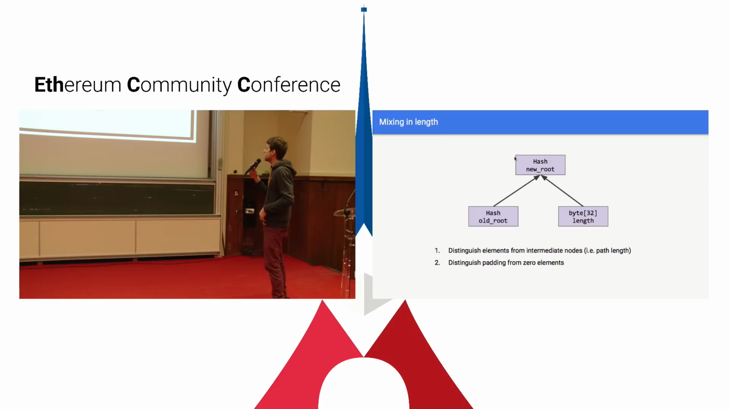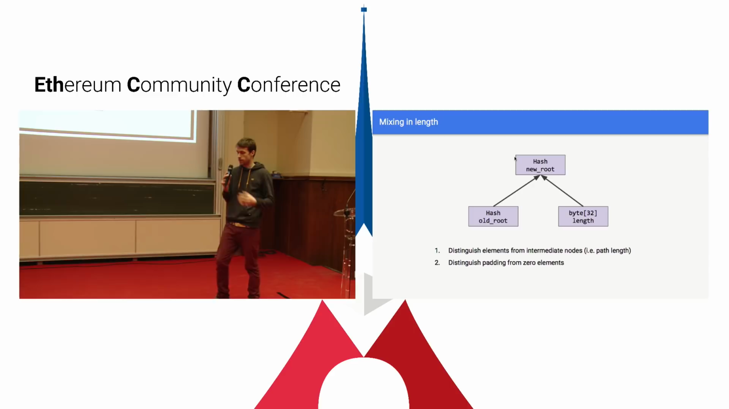And the reason why we want to include the length of lists when we serialize is that, one, if we don't know the number of elements, we want to be able to distinguish padding from zero elements. So the padding just looks like 0 bytes, and we want to make sure that the padding is not interpreted as elements. And we also want to know how deep the Merkle branches should be. So we don't want to confuse, for example, an intermediate node in a Merkle tree as an element. We only want to consider the leaves as real elements.